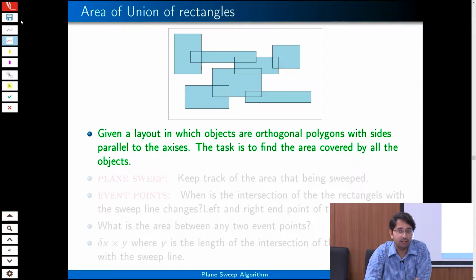And again, we'll solve this example together. Are you with me? Let's try to solve this. So we have a set of axis parallel rectangles. That means the sides of the rectangles are parallel to the axis lines. And the objective is to find the area of the union of these rectangles.